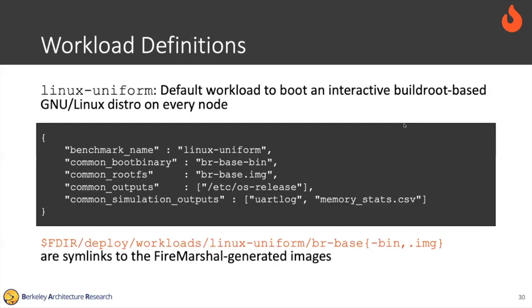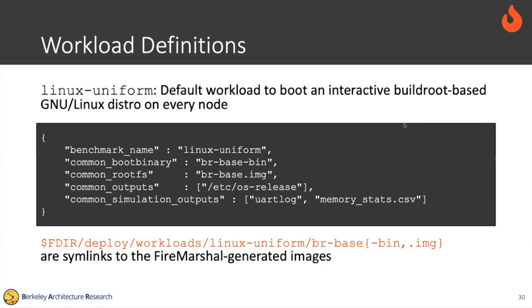This is what that workload file looked like. So you had Linux-uniform inside of your config runtime. If you actually open it up, it looks something like this. This is basically the FireSim schema that indicates what I'm running, how I'm running it, and where, like, what should I copy out of the simulation. So in this case, Linux uniform is using the boot binary. So this is the Linux binary that I'm going to run. This is the rootfs image.